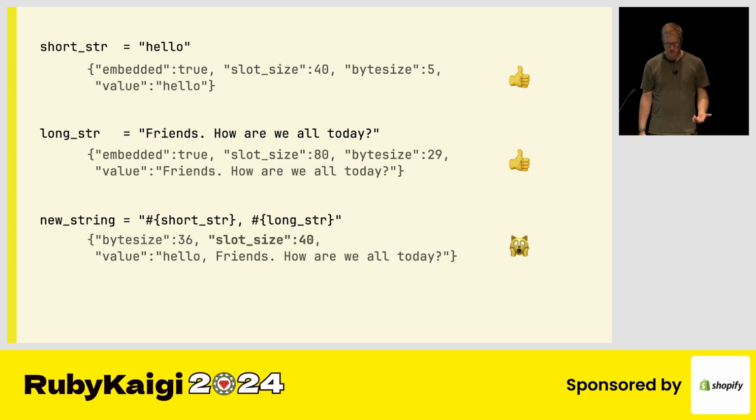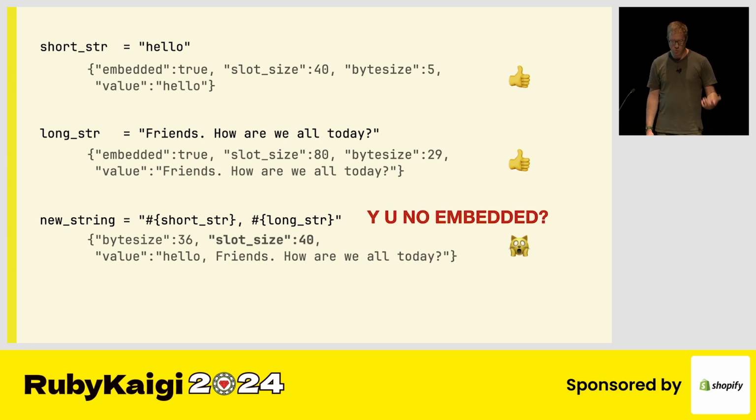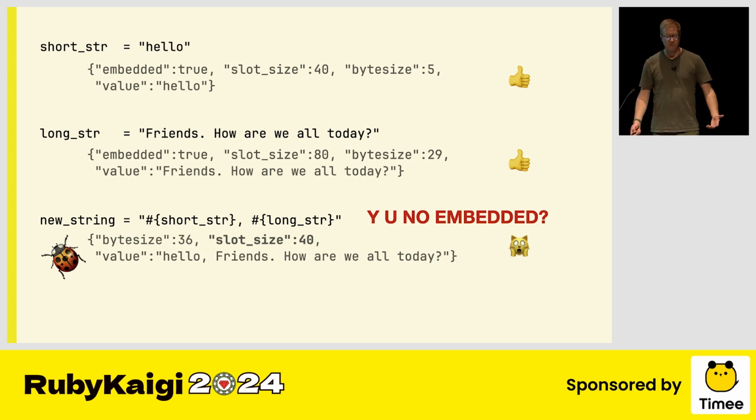And that lack of an embedded flag means that a string has been created as an extended object. So why was this not allocated as an embedded object in the 80-byte bucket? And this is definitely a bug. So I set out to try and find it.